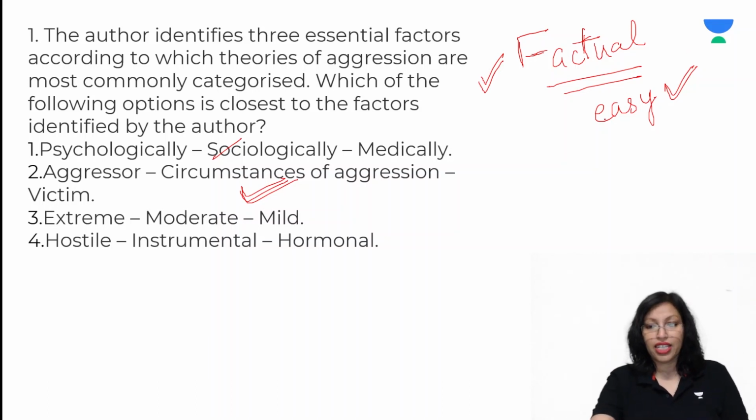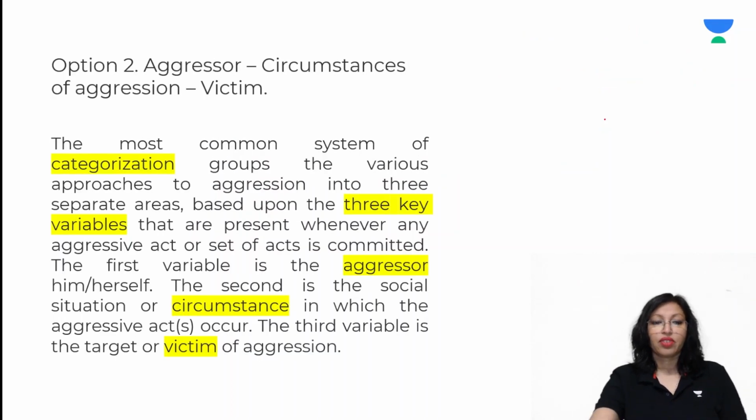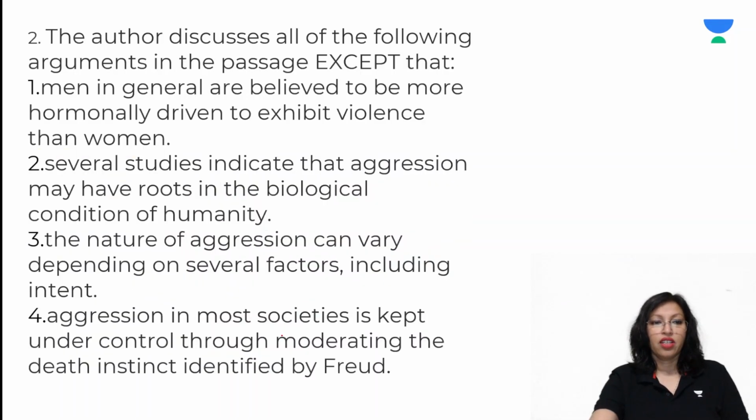Okay. All right. Let's look at the second question. So here are all the answers that I have marked. So categorization, three key, aggressor, circumstance, and victim. So here you are. Let's look at the second question. The author discusses all of the following arguments in the passage except.